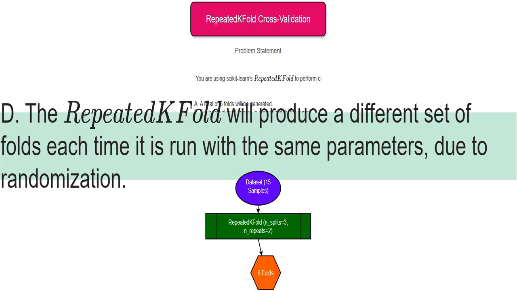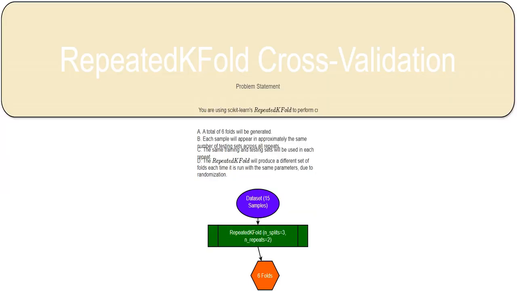Here's where we define our cross-validation strategy. RepeatedKFold means we'll do 3-fold cross-validation, and we'll repeat the whole process 2 times. This sets the number of folds in each round, and how many times we repeat the entire 3-fold process. This is the core of the problem. We need to determine which statements about the result of our RepeatedKFold process are accurate.